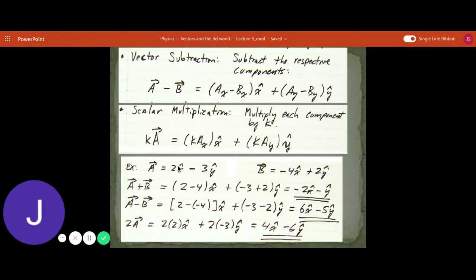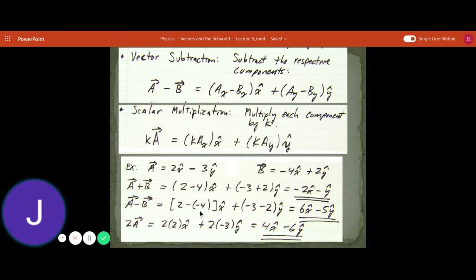For example, if we had vector A represented in this vector notation as 2x hat minus 3y hat, and vector B as minus 4x hat plus 2y hat, we could do the vector addition in this way. We take the x components and we add them, 2 plus a minus 4, x hat. Take the y components and add them, or you could think of it as subtraction. Remember, subtraction means add the opposite. You get minus 3 plus 2. And what's left over? Well, here we get minus 2x hat. Here we get minus 1 y hat. There's your answer for the sum.